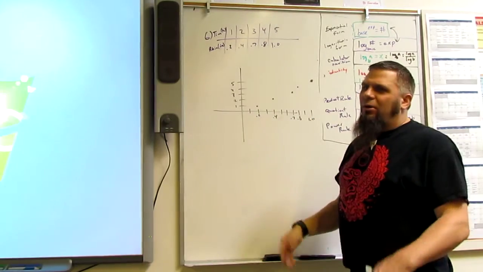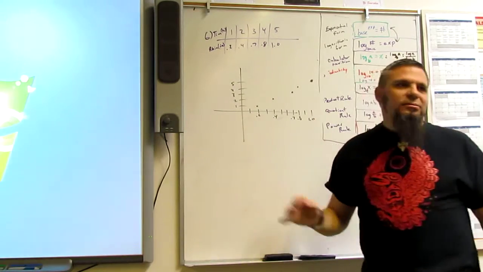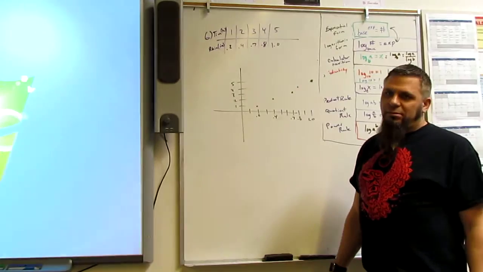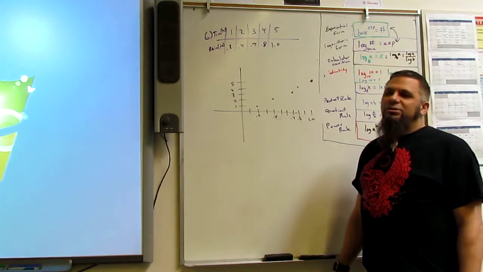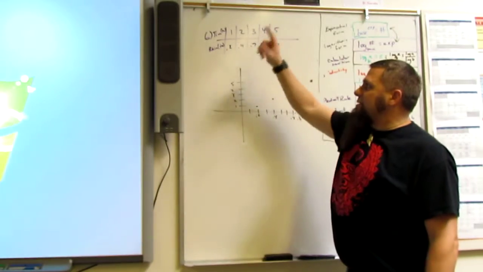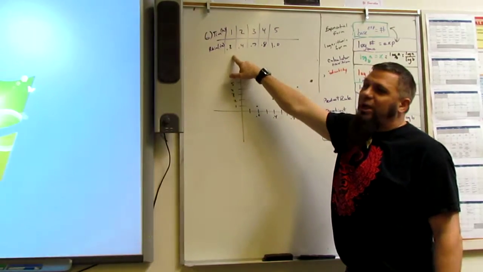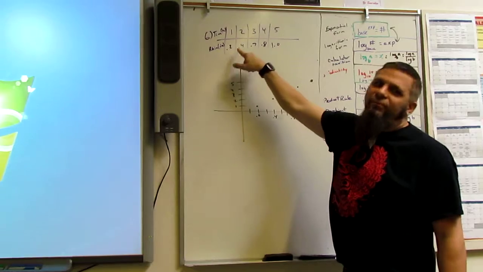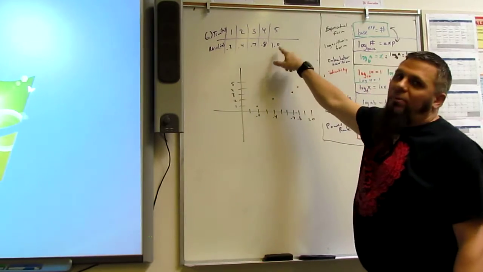So, 1 to 5. Okay, I can scale 1 to 5. 1, 2, 3, 4, 5. That's easy. What's your range? Your range is your y. Okay? Domain is x, range is y. So what's your range? 0.2, 0.4, 0.7, 0.8, 1.0.